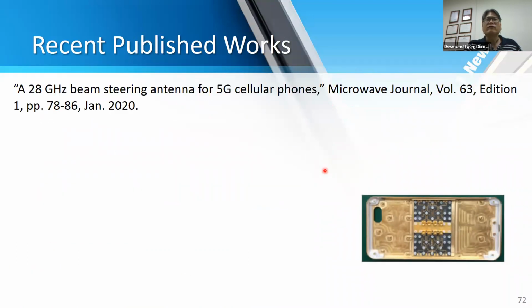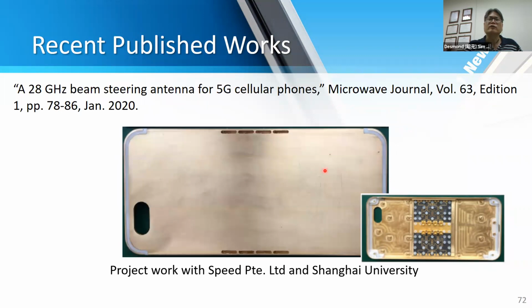So this is also one of the recently published works, in January. You can see that we didn't fill it up with the silicon gel, so you can see the antenna in here. We dig a hole in there and put the feeding pin in here. On the back side of this metal cover is our Butler matrix. If you're interested, you can read this paper from Microwave Journal in this year's January version.